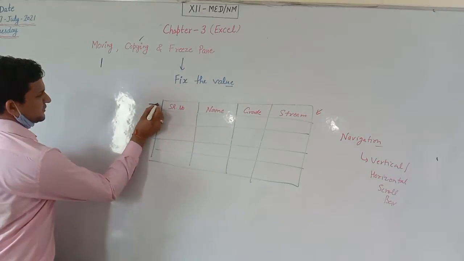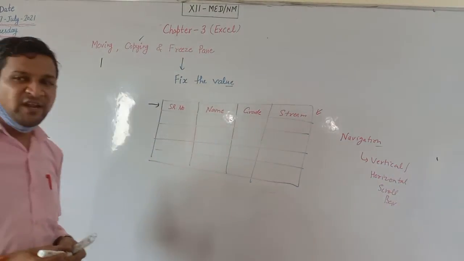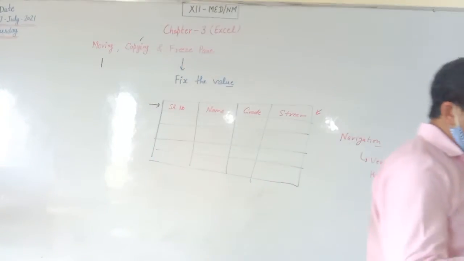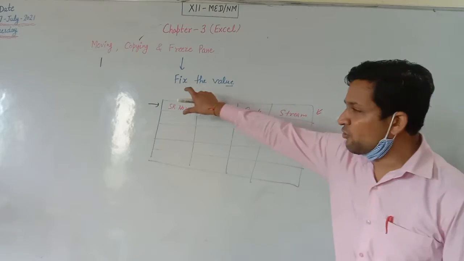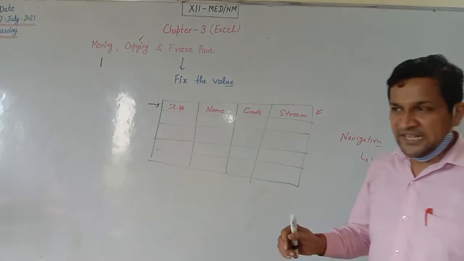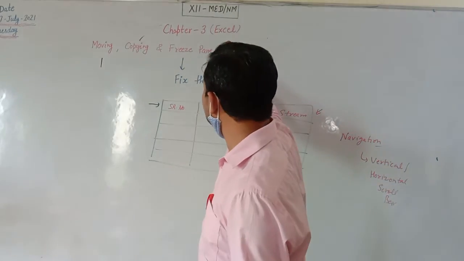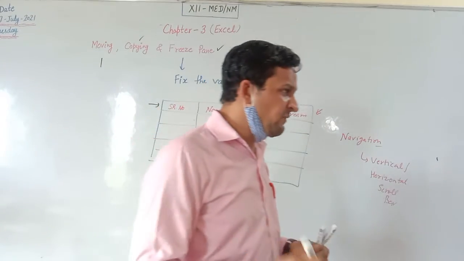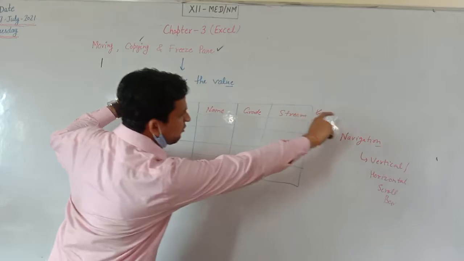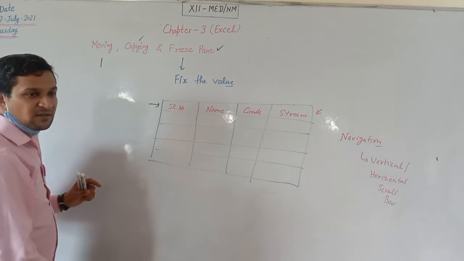You can fix the first row. Either you are having 5 records, or 5,000 records, or 5 lakh records, in that case your first row can be fixed. And for that, which option are we using? That is known as the freeze pane option. Freeze pane option will help to fix the first row and first column.